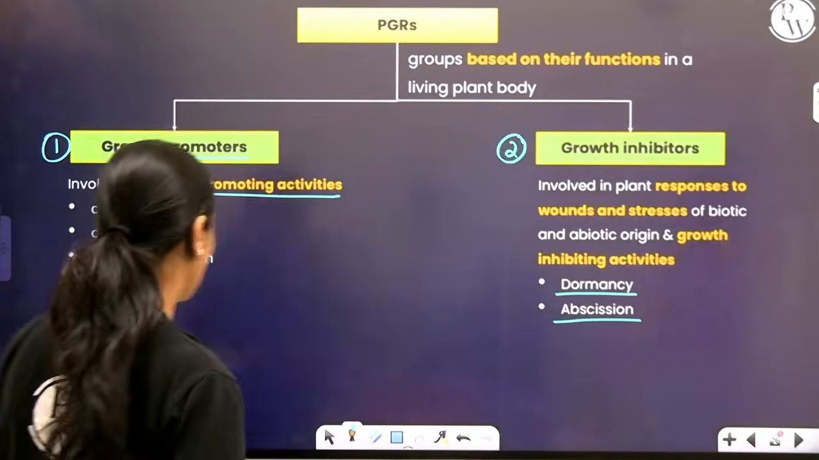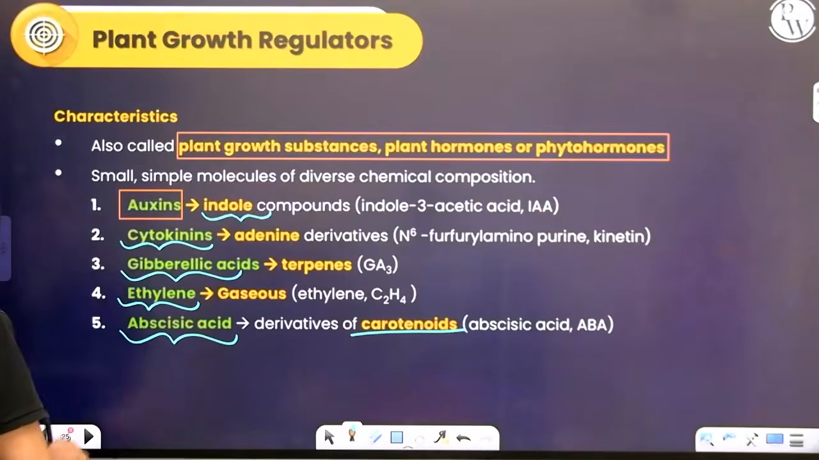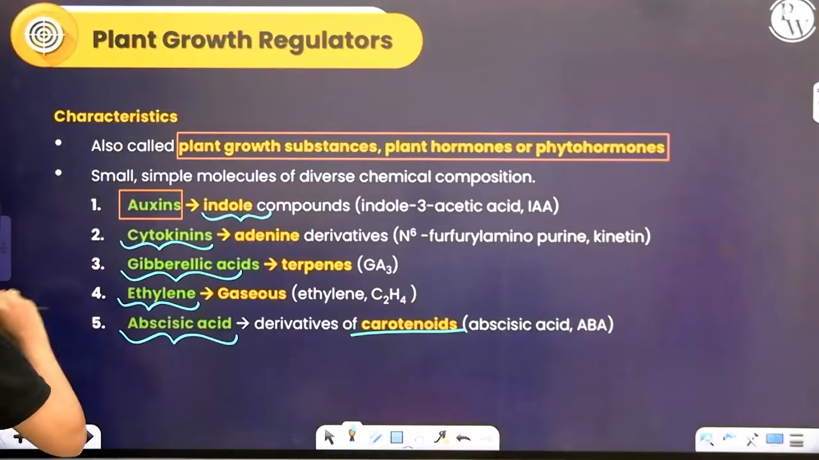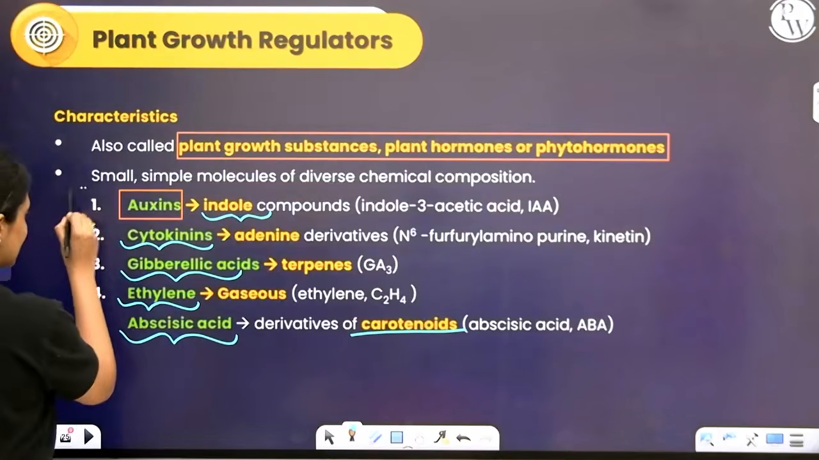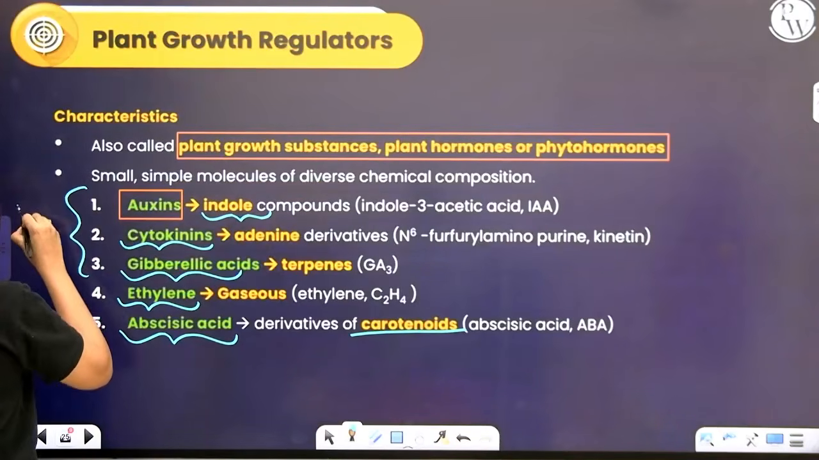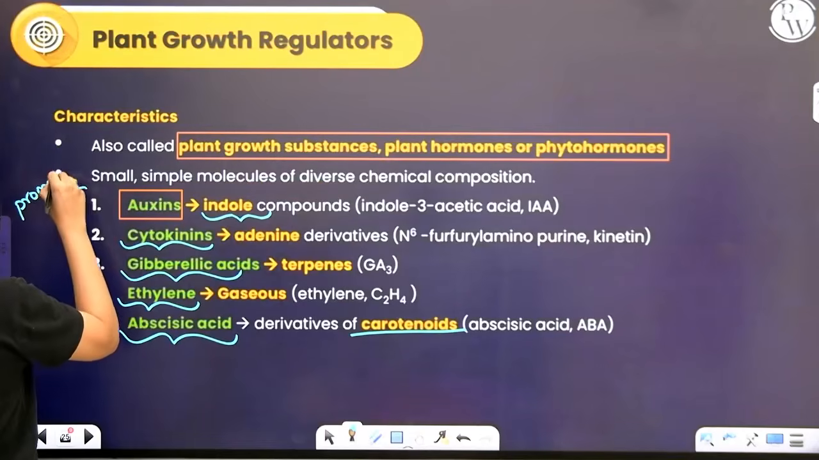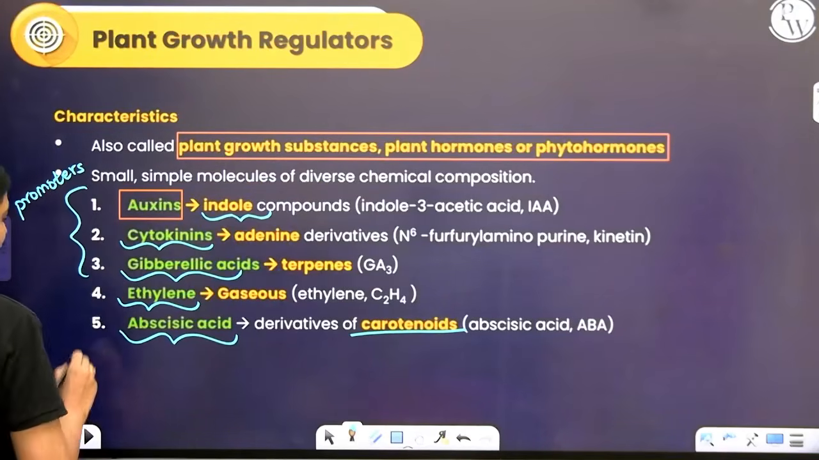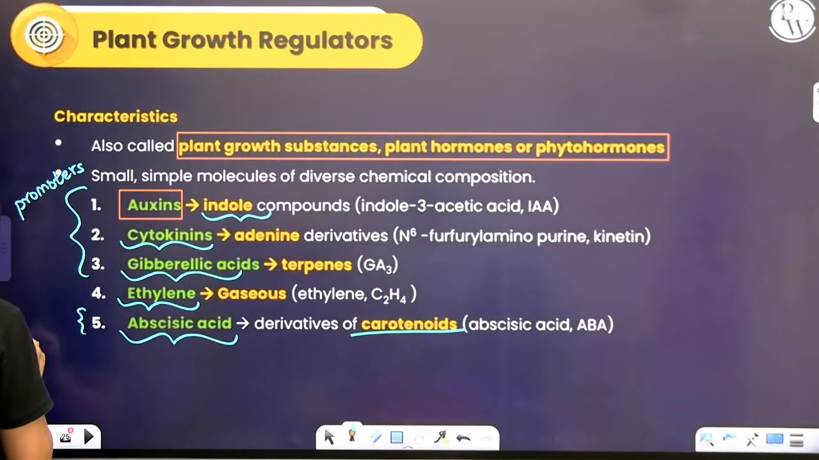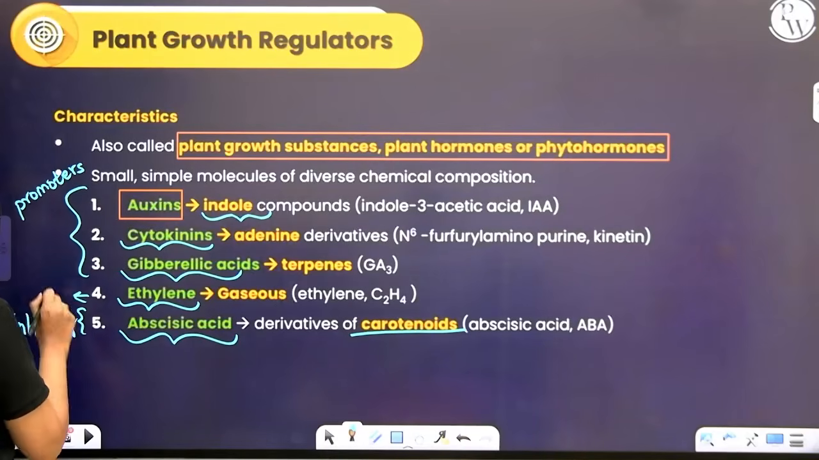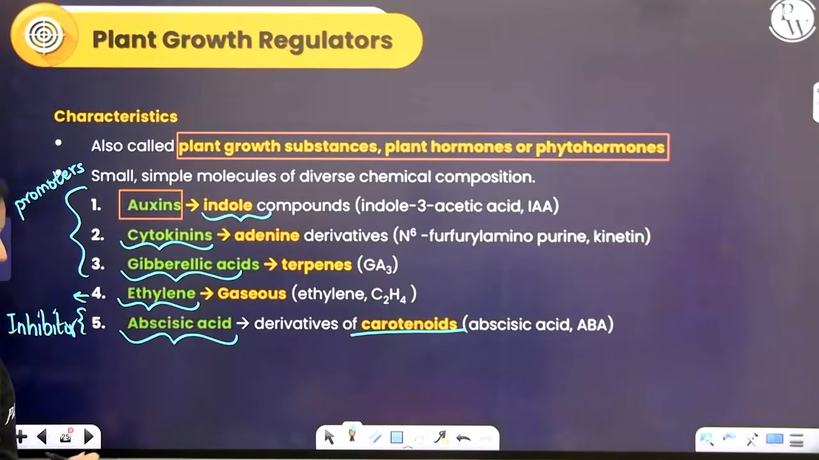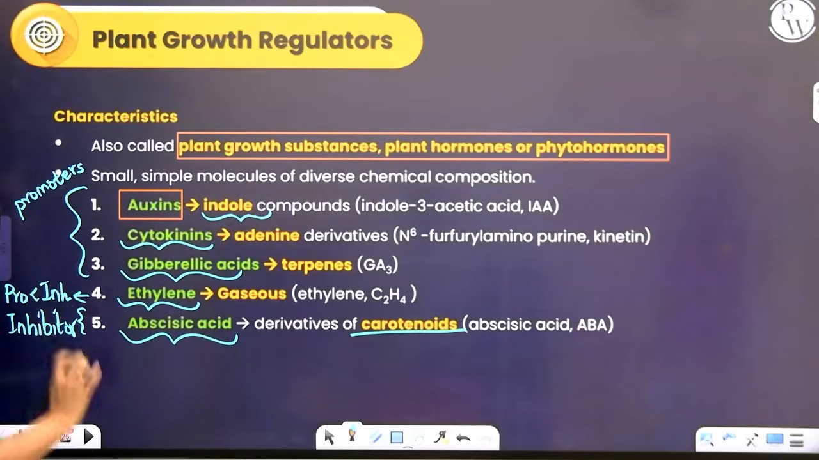Alright. So among the hormones that we studied now, auxin, cytokinins, gibberellins, ethylene, and abscisic acid, the first three are plant growth promoters. Abscisic acid is a plant growth inhibitor. Ethylene has both promoting as well as inhibiting activities, but a little bit more of inhibiting activity.